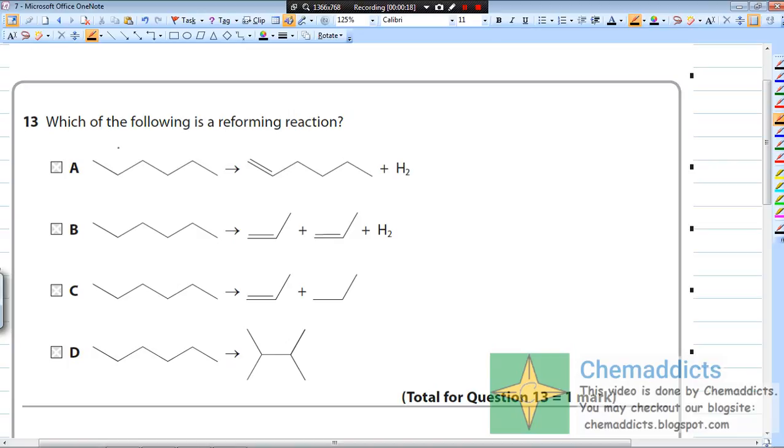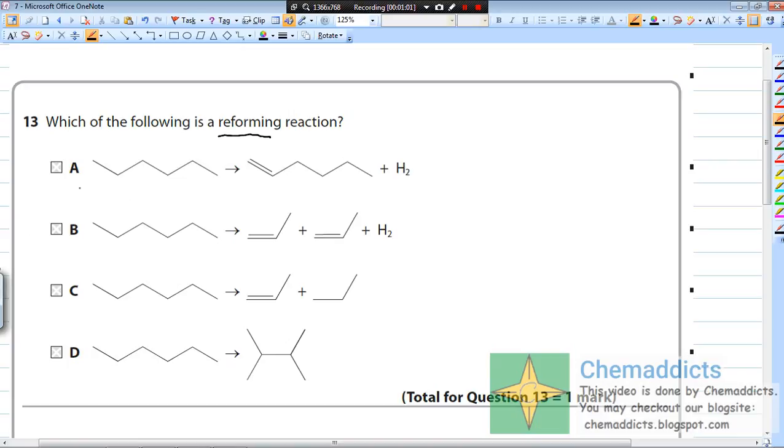Okay, so you're going to find other solutions of this question paper, which we are doing, Edexcel IAL May 2016, the latest one. Well, let's carry on. At first, let us read the question. Which of the following is a reforming reaction? They have asked us to find a reaction that undergoes reforming. So now let us choose the correct answer from here.